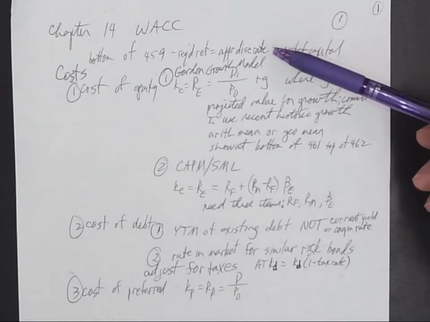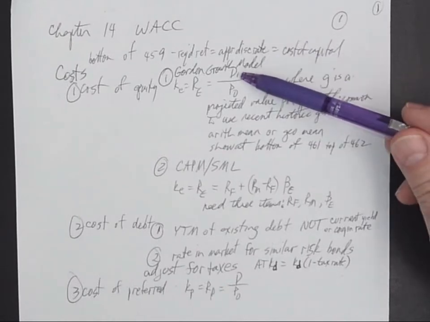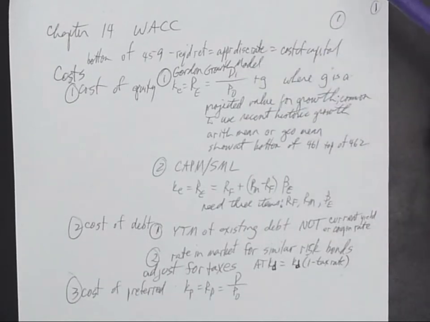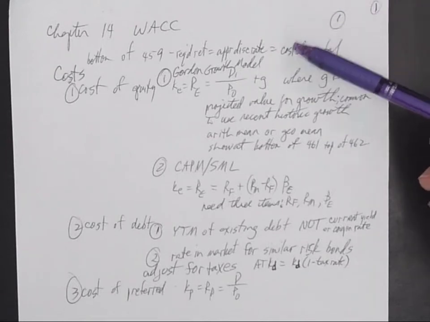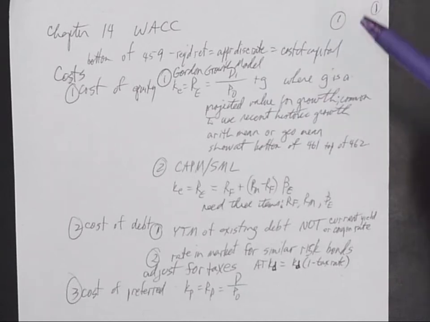Again, to remind you, probably what I will do on an exam is not tell you what D1 is. Instead, I'll tell you what D0. That is to say, the most recent dividend was, and you will have to know to multiply that times 1 plus the growth rate in order to get D1. And if you don't do that, your answer will be wrong.